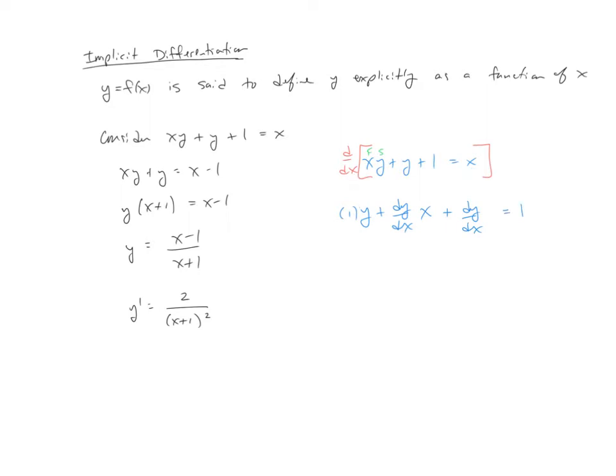So now, remember, my goal is still to find my dy dx or my y prime. So now I solve this for dy dx. If I solve this for dy dx, I'll move the y to the other side, and I'll have x dy dx plus dy dx equals 1 minus y. I can factor out the dy dx now, and then I can divide off what I don't need.